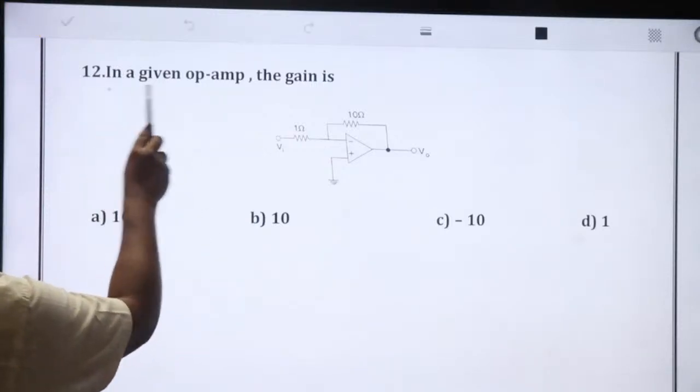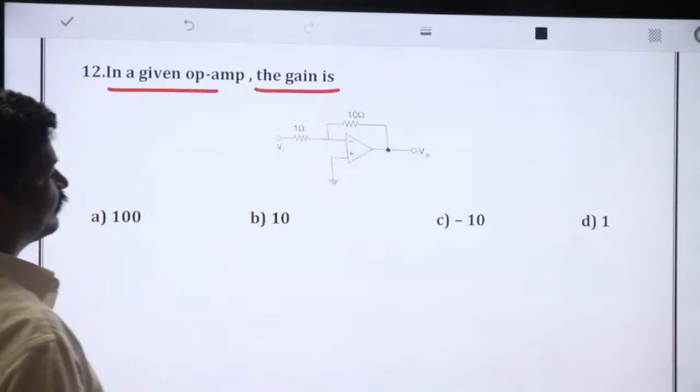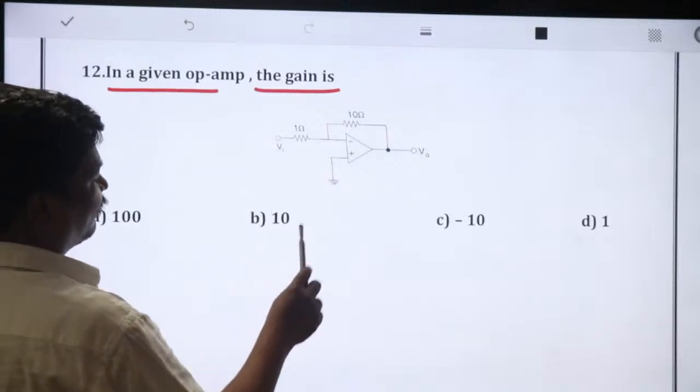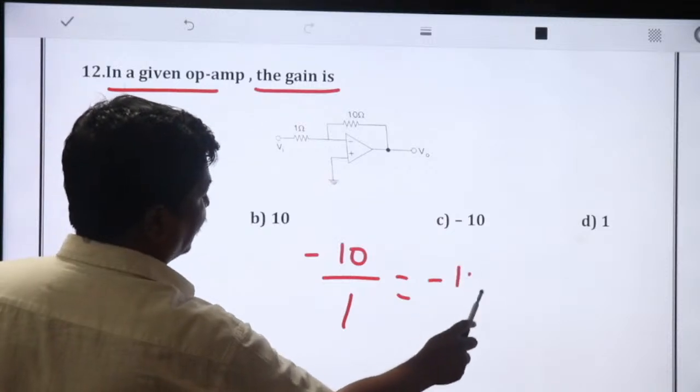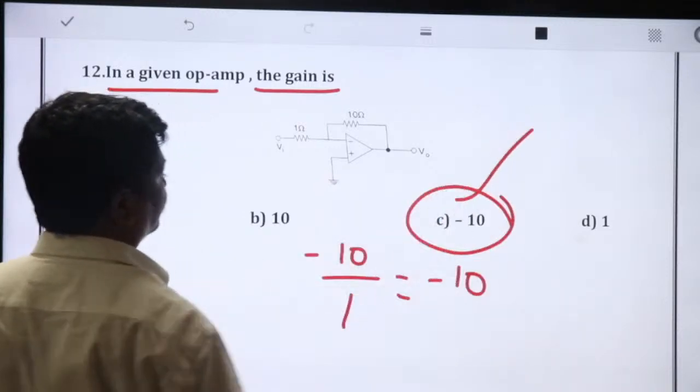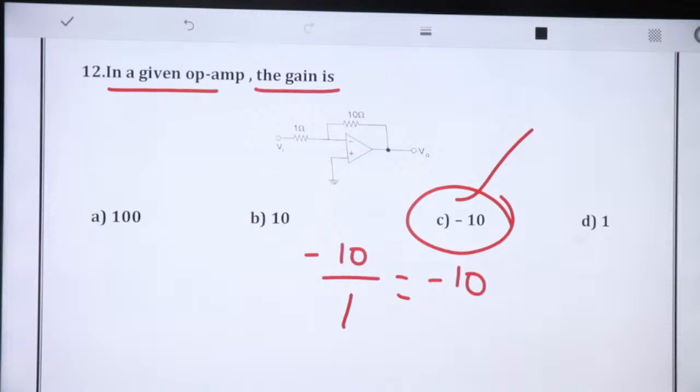Next. In the given op-amp, the gain is minus Rf by R1, minus 10 by 1, which is equal to minus 10. Answer is minus 10.